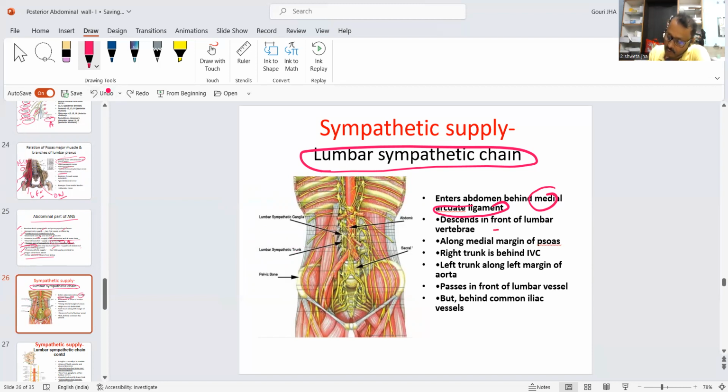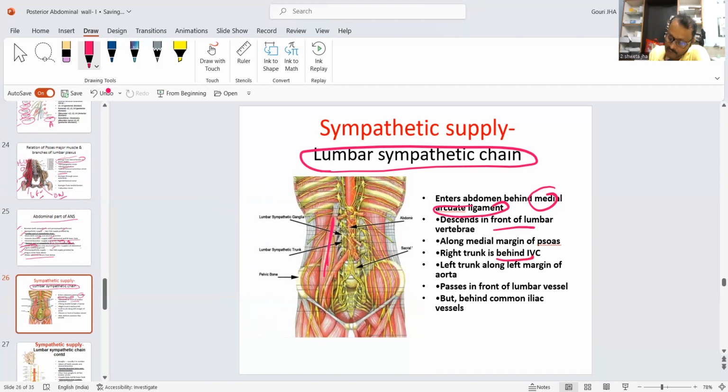So it will descend in front of the lumbar vertebra, and along the medial margin of the psoas. Along this one, we have the psoas over here. This one is the psoas, and it is medial to the psoas. This is not lateral to the psoas. It is medial to the psoas.